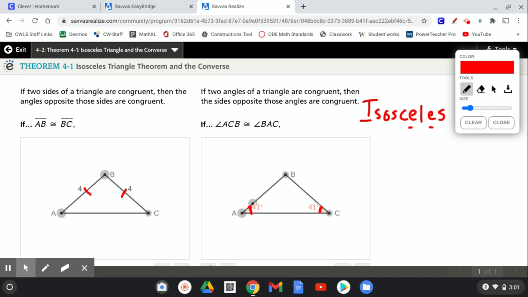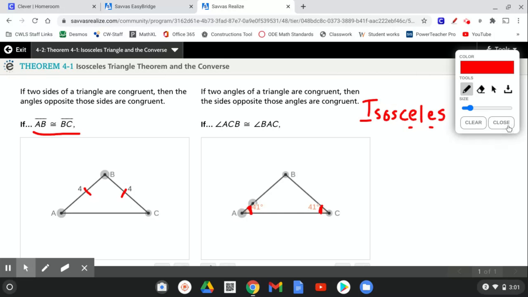So, like in this first one right here, we have these two sides are 4 and 4. It's an isosceles triangle. In the second one, we have these two angles are 41 degrees. It's an isosceles triangle. So that's isosceles: two sides, two angles are congruent.